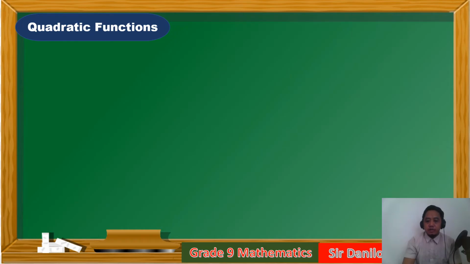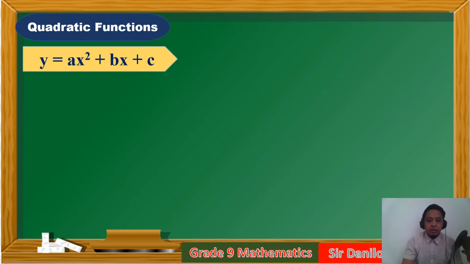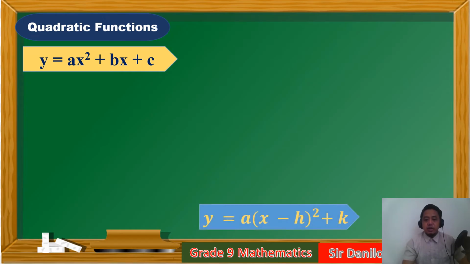Sige, tuloy natin. So, meron tayong dalawang klaseng form of quadratic function. The first one is y is equal to ax squared plus bx plus c. And then the second one is y equals a times x minus h raised to 2 plus k. Alamin natin yung mga ibig sabihin ng mga ito. Okay, para saan ba ito? Ito yung ating pinakamahalaga, no?